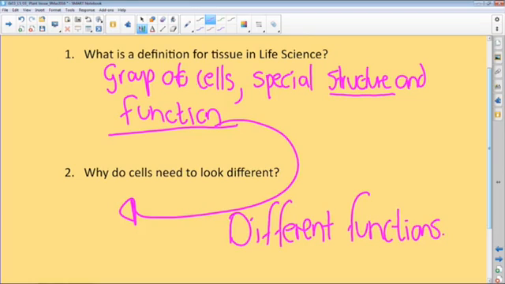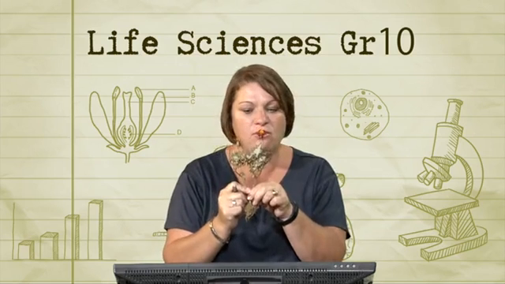Think about your body, all right? Think about a plant. A plant has to perform certain functions, therefore it needs to have special structures that enable those functions to take place. Today, as I said to you, it's going to be a little bit of terminology overload.